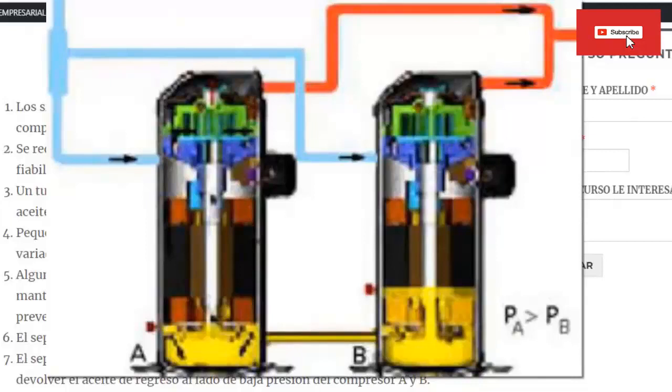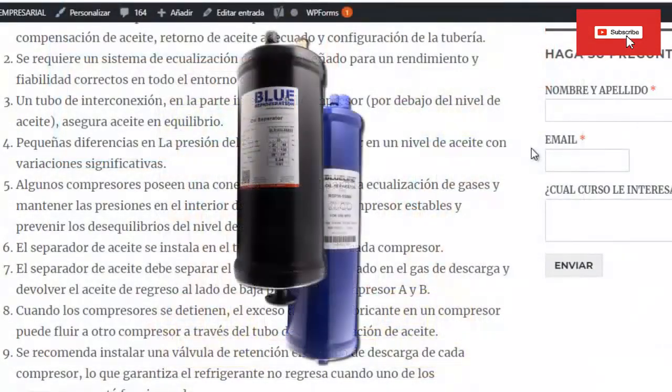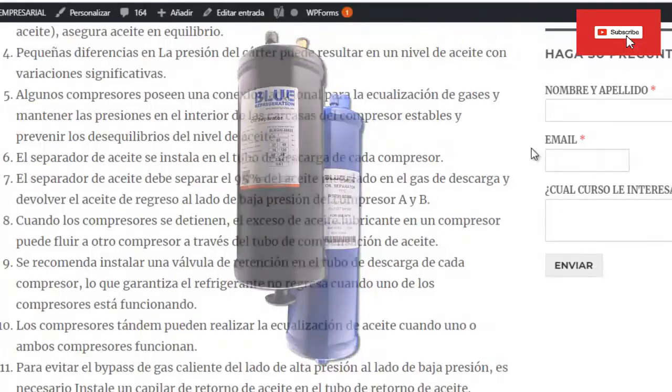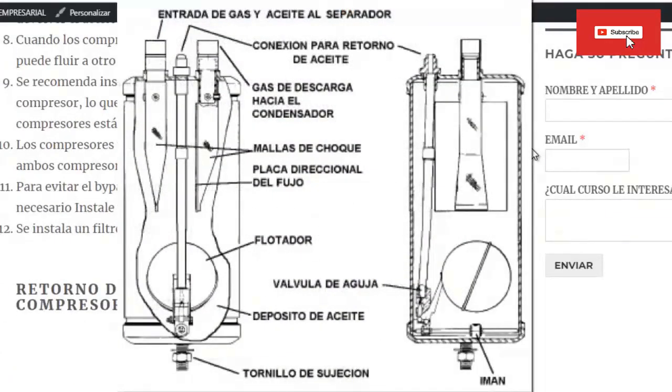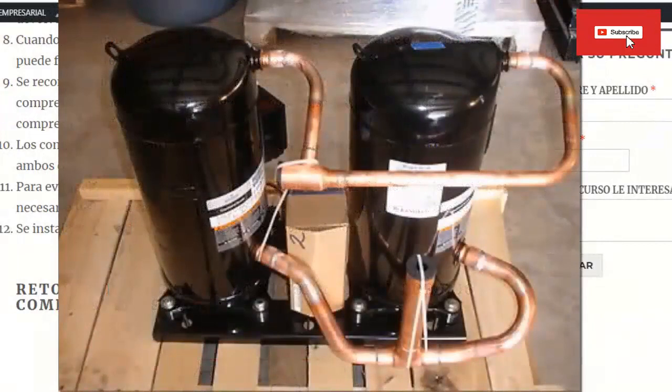5. The oil separator is installed in the discharge tube of the compression system. 6. The oil separator should separate 95% of the mixed oil in the discharge gas and return the oil back to the low pressure side of the compressor. 7. When the compressors stop, excess lubricating oil in one compressor can flow to another compressor through the oil makeup tube. 8. It is recommended to install a check valve in the discharge pipe of each compressor, which ensures that the refrigerant does not return when one of the compressors is running.